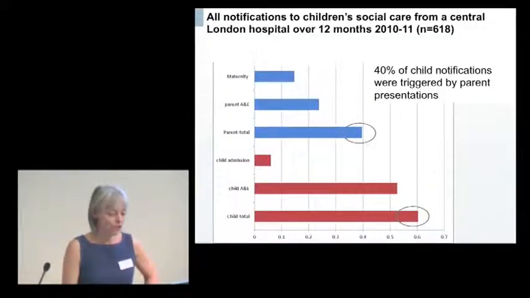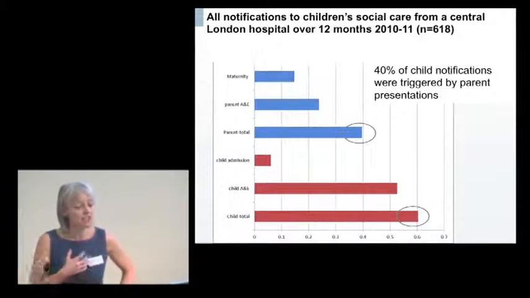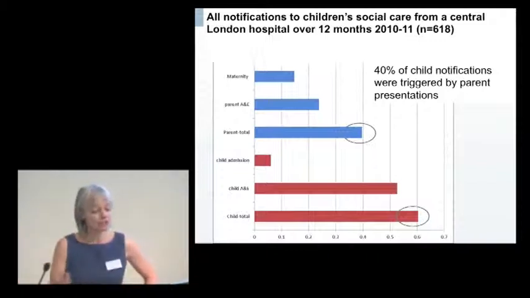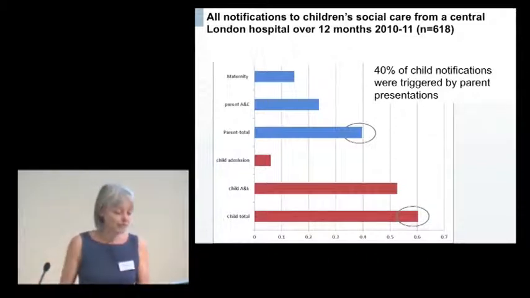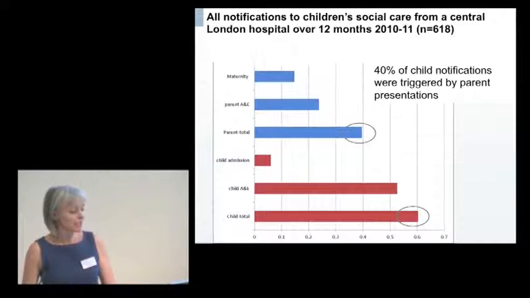So here's the data that we looked at from that service, from the database that had been compiled. This is over 600 cases notified to social care services in 1 year. That's 57 notifications per month to social services from this one hospital. Quite a lot. And what we see is that 40% of the notifications were triggered by parents, most of them from parents presenting to A&E with assault, with drug and alcohol abuse, with being in trouble with the police, and about 37% from maternity services.